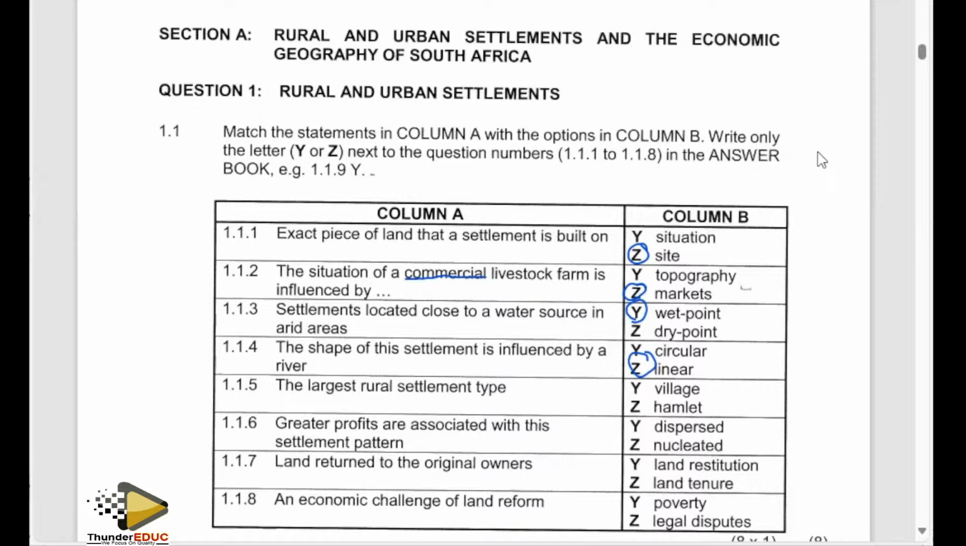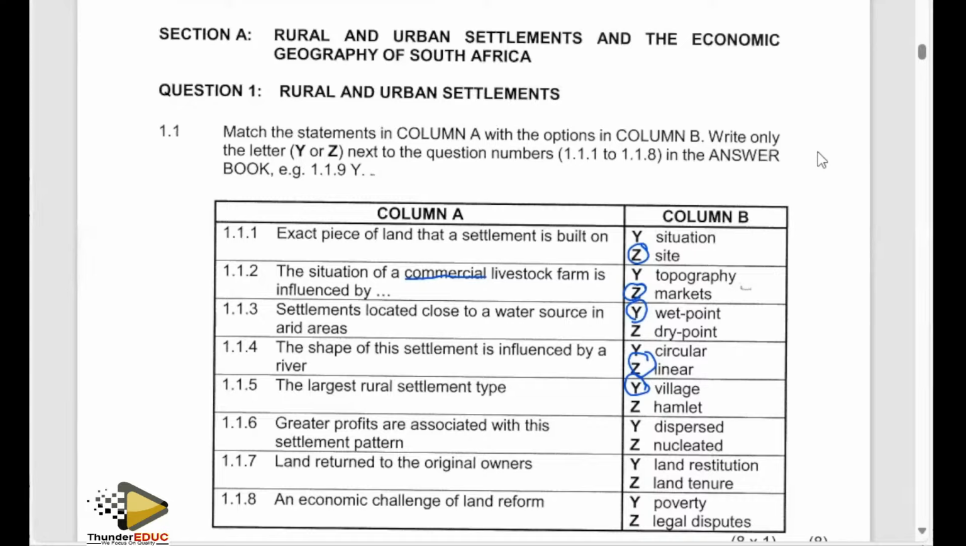Right, the largest rural type of settlement. Remember, when looking at the settlement hierarchy, we have rural settlements, then we go to the urban settlement starting with a town. So the largest for the rural is a village. On the hierarchy of settlements from the rural area, the smallest one is an isolated farmstead. The next one is a hamlet. And the third one is a village, which is the largest of the three rural settlements. Right, to move on to the next question.